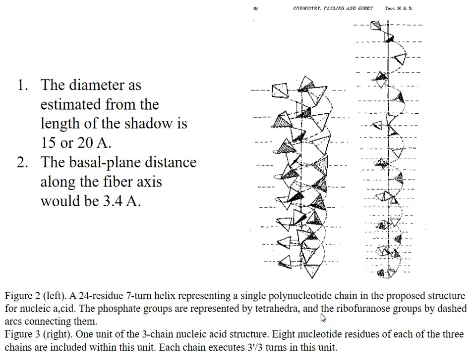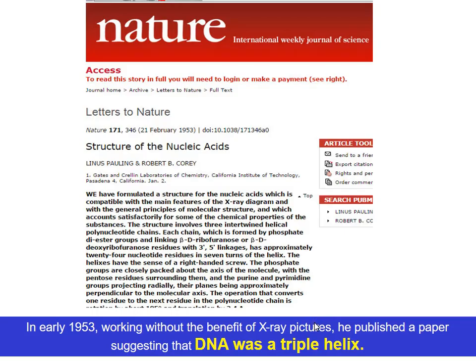Out of the triple helix, one helix is here, in this helix. And he found one or two errors and a repeat of 3.4. And the diameter is either 15 or 20 angstroms. That means he proposed the structure and gave the distance of one complete helix and what the diameter is. He gives some information.